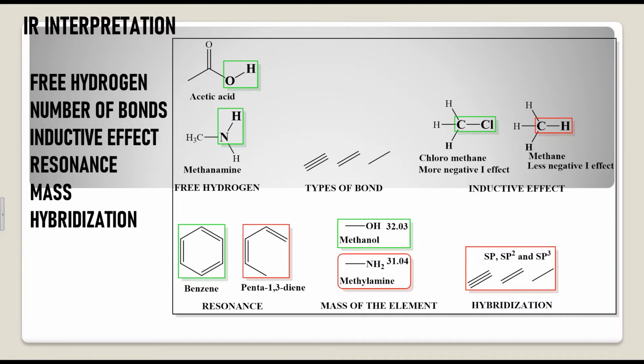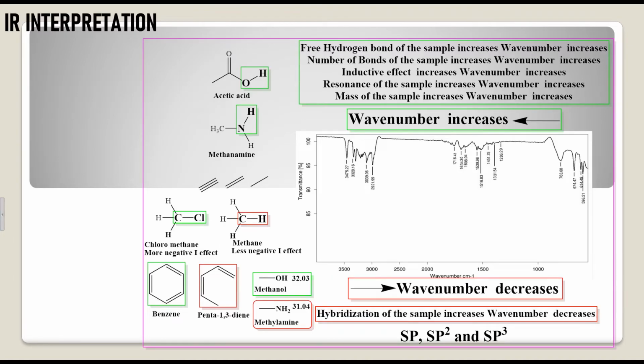Finally, whether the sample has hybridization. Hybridization in the sense, what kind of hybridization? It is sp, sp2 or sp3. So these are all the factors and their examples. If these factors are there in the sample, then only the sample can absorb the IR radiation. If the factor is present in the sample, how does the sample react? For example, if the sample has free hydrogen, as we saw in acetic acid and methanamine, when these groups are present, the sample is going to absorb the IR radiation.